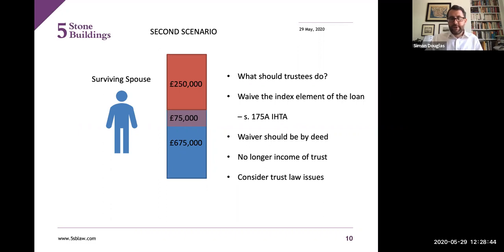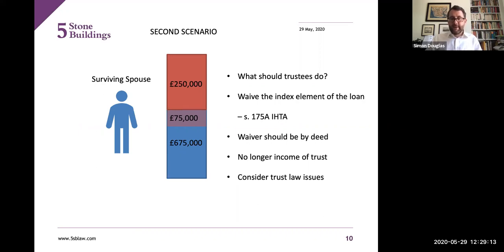I think the issue to consider when doing this, though, is to consider trust law issues, because what the trustees are doing in this scenario is disclaiming trust assets. Now, in most cases, it will be a matter of swings and roundabouts. The beneficiaries of the discretionary trust will be the same beneficiaries as the beneficiaries of the surviving spouse's estate. So it makes no difference to them whether they get it through the discretionary trust or through the surviving spouse's estate.